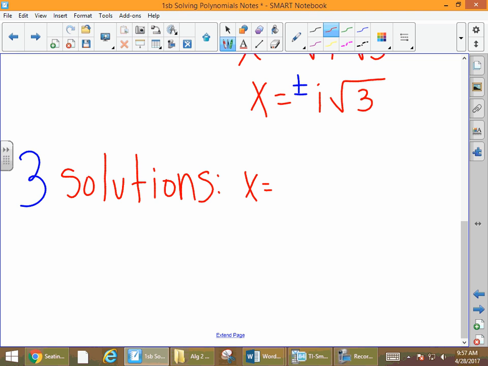X equals 5, the value we found a couple minutes ago. It's x equals positive i radical 3, and x equals negative i radical 3. By the way, I am fine with you writing plus or minus i radical 3. I have no issue with that. But what you need to realize is that plus or minus i radical 3 represents 2 solutions to the problem, and a cubic has 3.